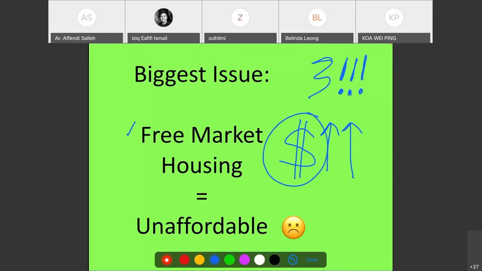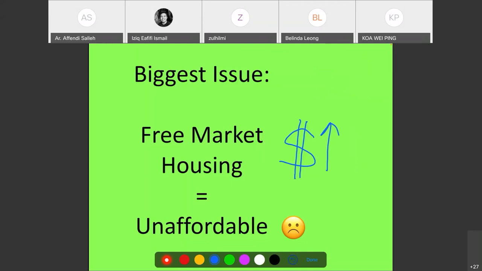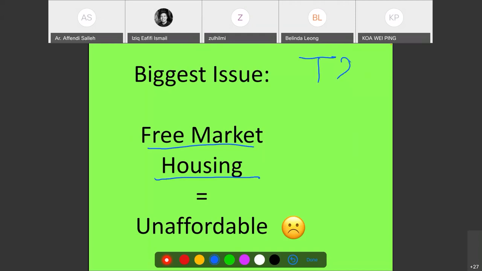Controlled price. Because free market housing is determined by market forces. You don't talk about fault here, you talk about how the overall market supply and demand works. That's number one, affordability. Secondly, from affordability, it comes to the fact that those who can afford free market housing are only the upper part of society. The T20, tinggi 20, the higher M40. These guys can afford free market housing.